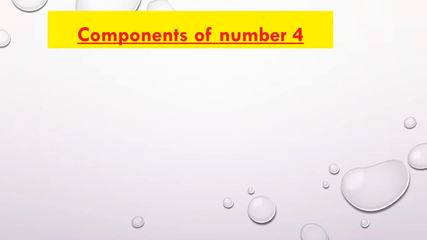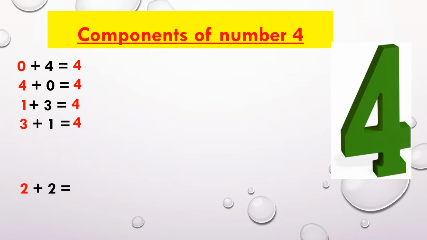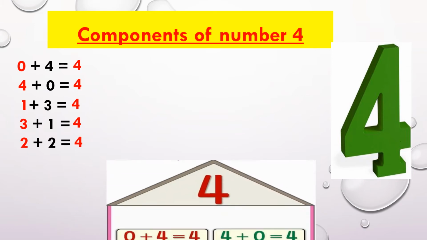Components of number 4. 0 plus 4 equals 4. If I switch the numbers, 4 plus 0 equals 4. So 0 and 4 are the components of number 4. 1 plus 3 equals 4. If I switch the numbers, 3 plus 1 equals 4. So 1 and 3 are components of number 4. 2 plus 2 equals 4. So 2 and 2, the components of number 4.